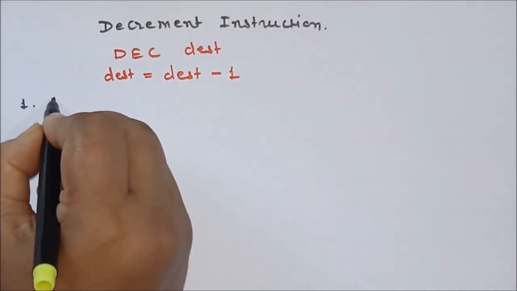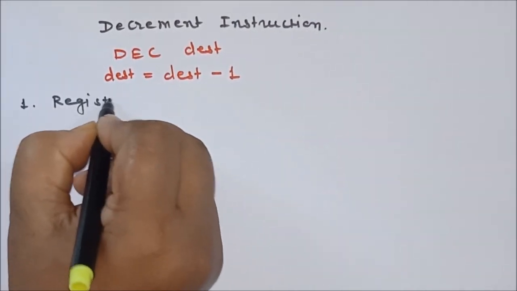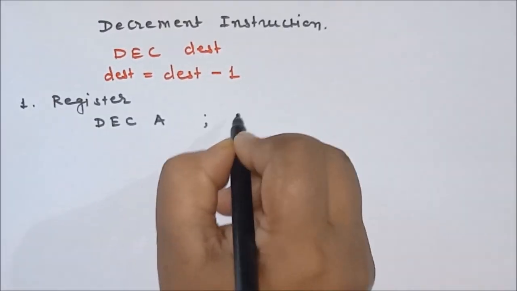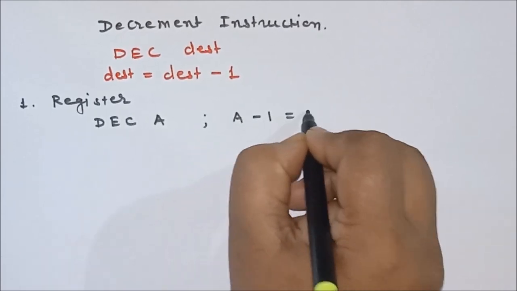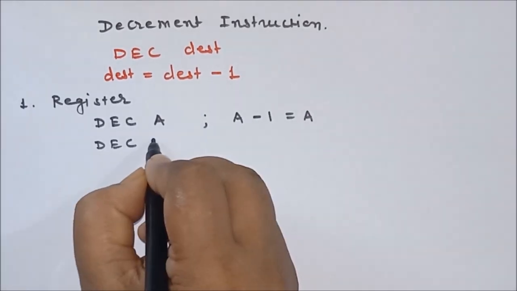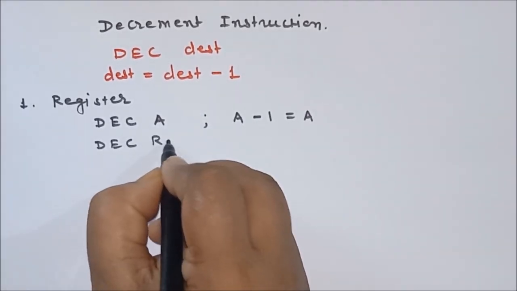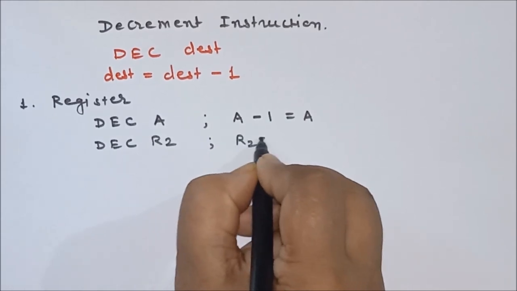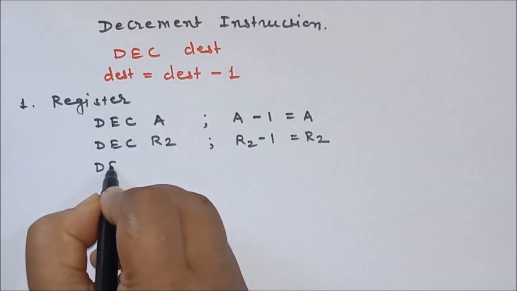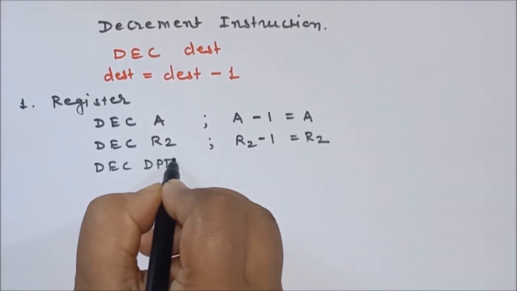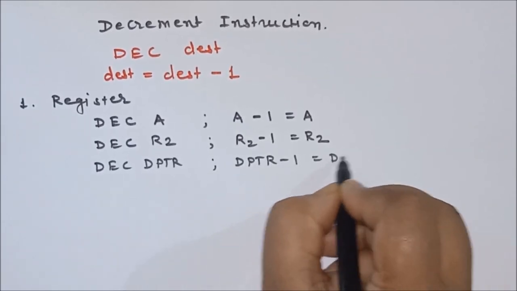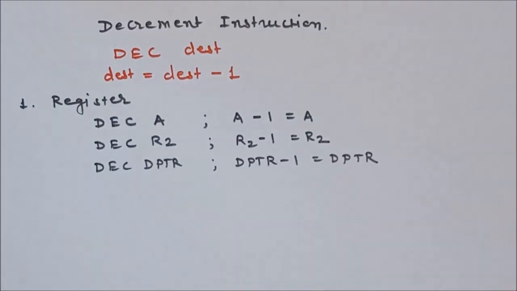The first addressing mode is register addressing mode, where we can write the instruction as DEC A. The accumulator contents will be decremented by 1 and stored back in the accumulator. Or we can write DEC any register from R0 to R7. Suppose R2. R2 will be decremented by 1 and the result will be stored back in R2. We can decrement the contents of DPTR, a 16-bit register. So DPTR minus 1, and the result will be stored back in DPTR.